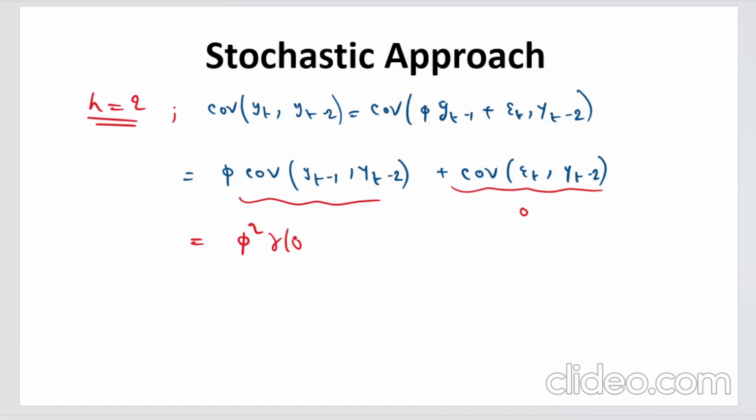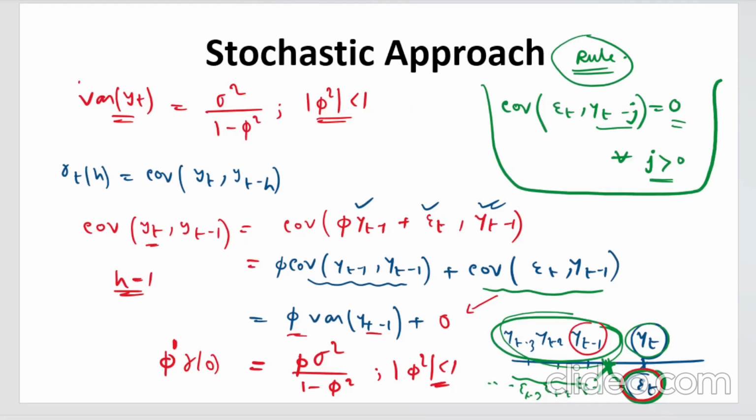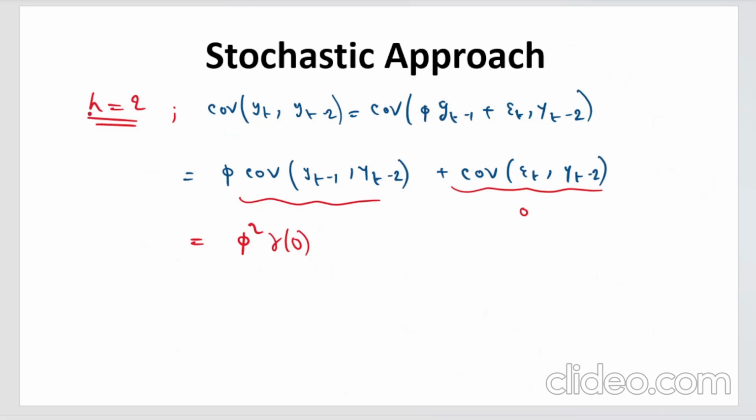phi square gamma 0. So you have to use the recurrence relation that is given to you in the question, and this will come out to be phi square. So here you got phi to the power 1 gamma naught. If you go on doing this using the lag value, here the lag value is 2, so the phi power will also be 2. So you have to again replace yt minus 1 and then check.